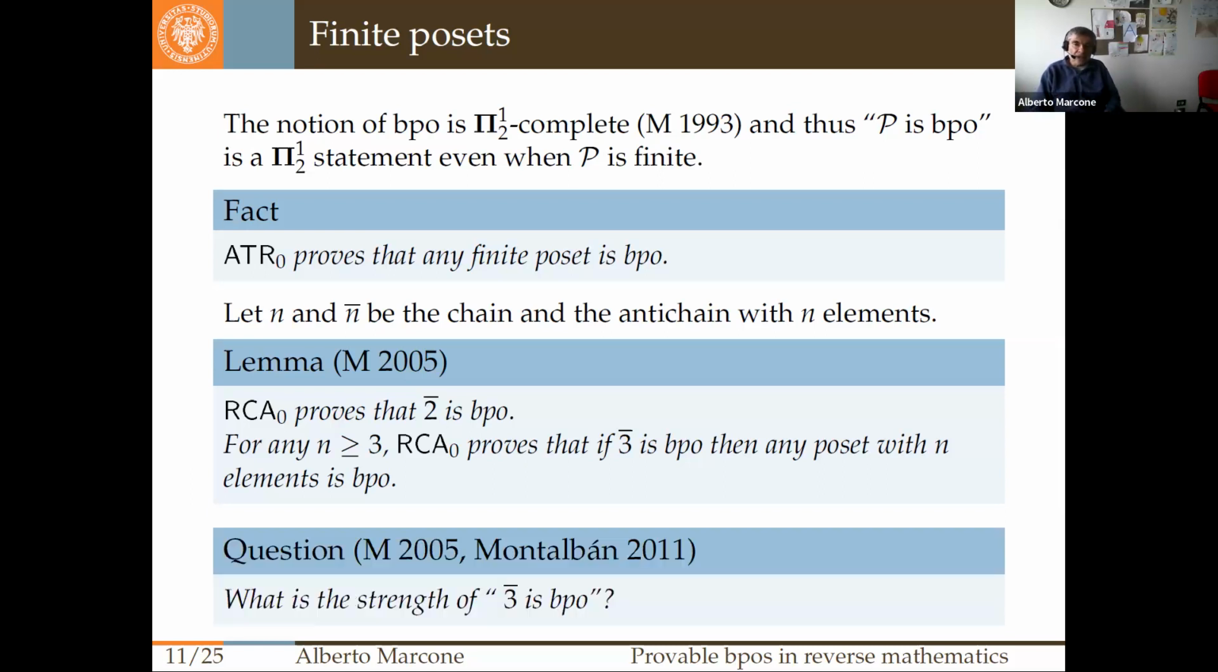And so I asked the question, which was then asked again by Antonio a few years ago in his survey about open problems in reverse mathematics: what is the strength of this statement, 3 bar is a better partial order? So 3 bar again is the anti-chain with 3 elements.